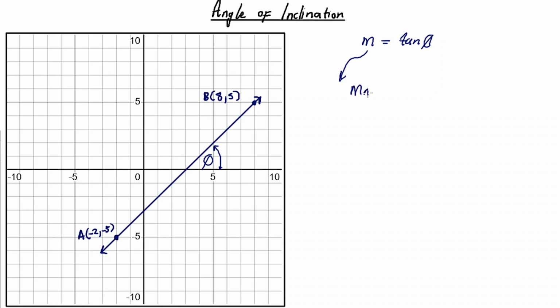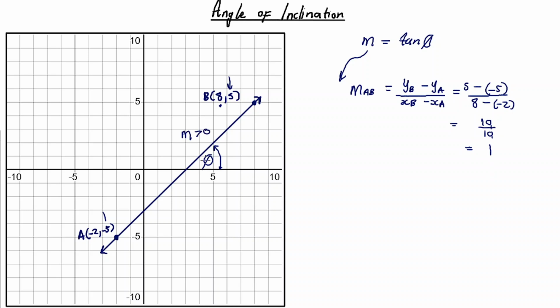So we're gonna say gradient AB is equal to YB minus YA over XB minus XA. Or you can do it vice versa and say YA minus YB over XA minus XB. It's still gonna give you the same answer. So YB, that's 5, minus YA, that's negative 5, divided by XB, that's 8, minus XA, that's negative 2. So 5 minus negative 5, that's 10, over 8 minus negative 2, that's also 10, equal to 10 over 10, that's 1. So that means our gradient m is bigger than 0.